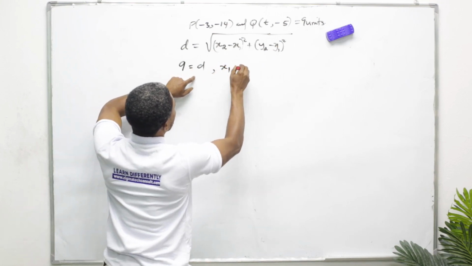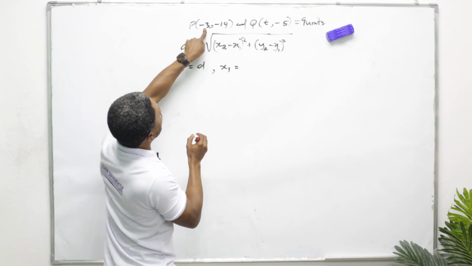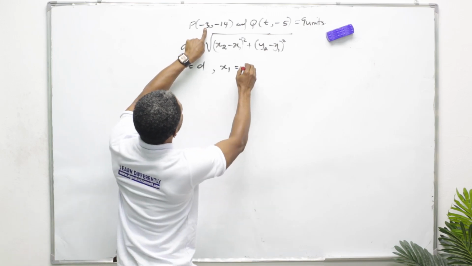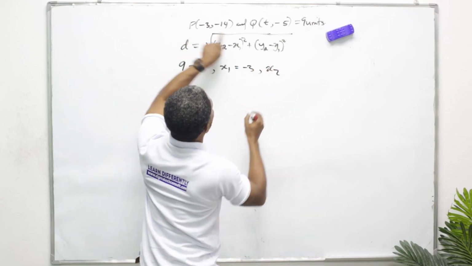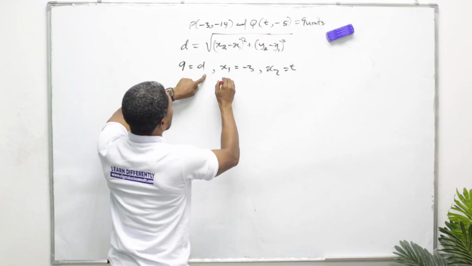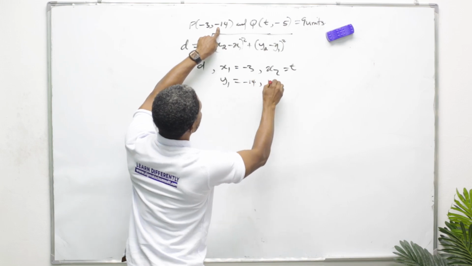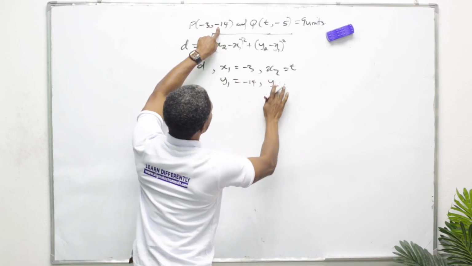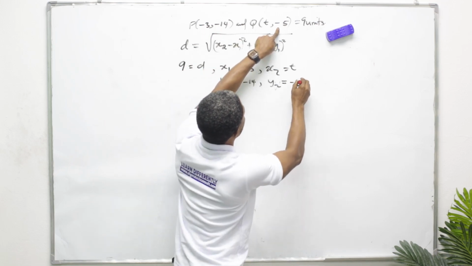Then my x1 is always the first number in the first bracket. Look at this coordinate, this is minus 3. Then to get your x2, go to the next bracket. This is t. y1 is from the first bracket, minus 14. And then y2 is from the second bracket, which is minus 5.